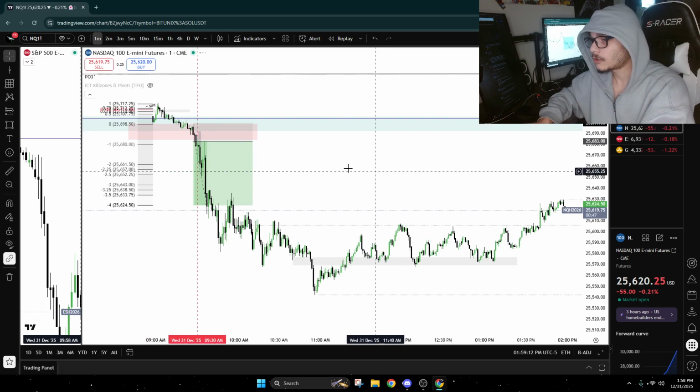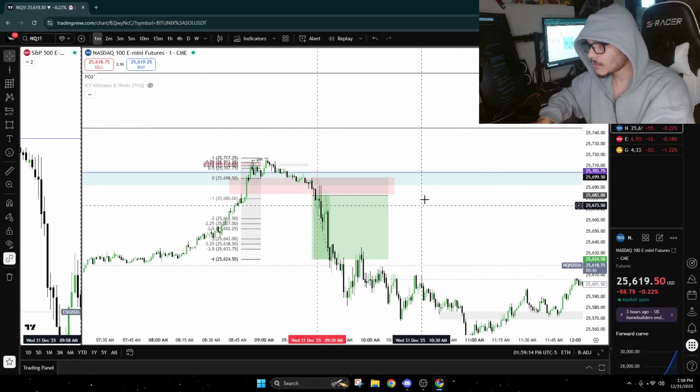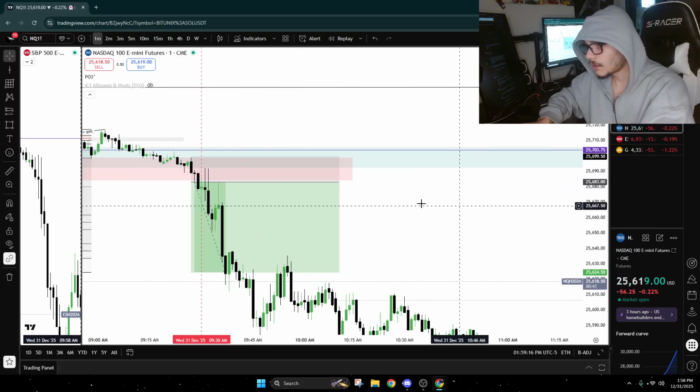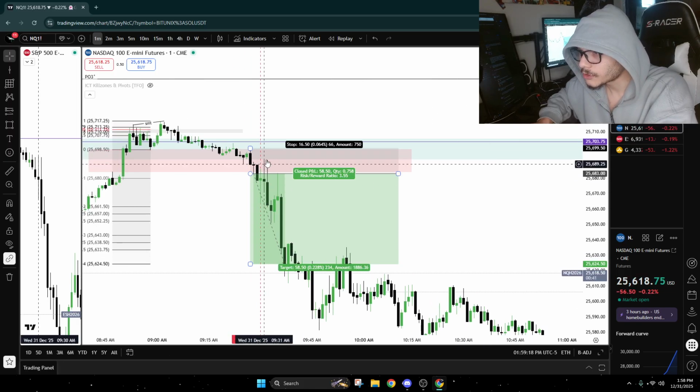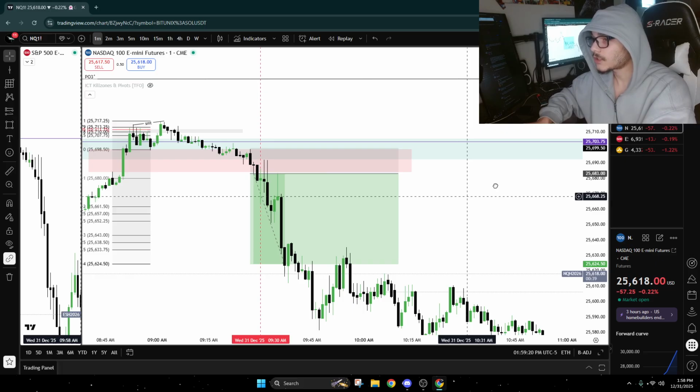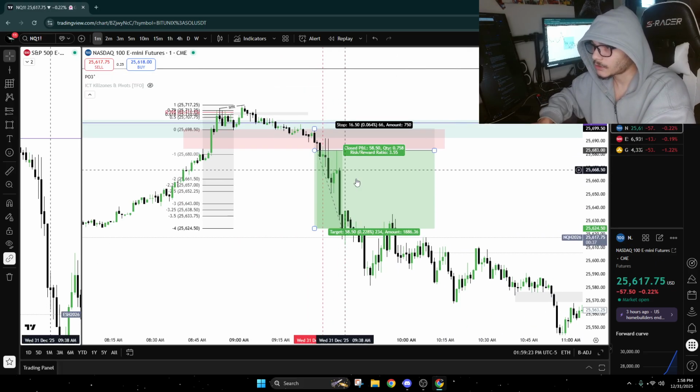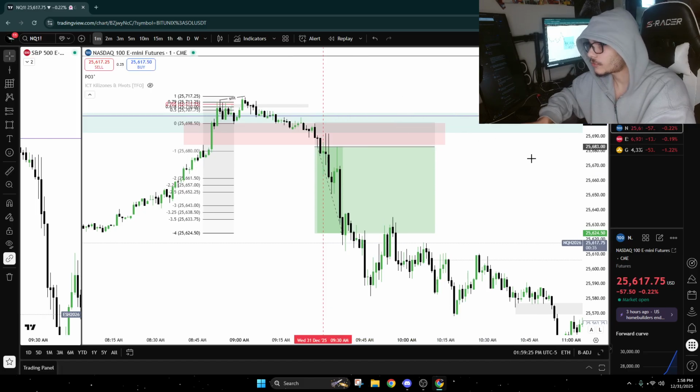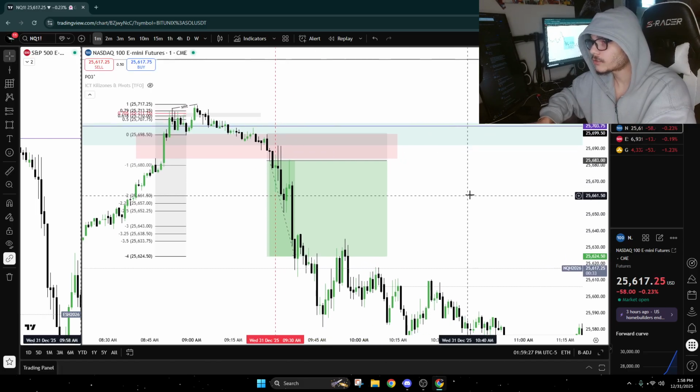So go back into the 1 minute. What do I see? I see 1 rejection, 2 rejections, 3 rejections. After I saw 3 rejections, I was like, okay, if it pulls back one more time, we need to enter this trade. And there's no reason not to.